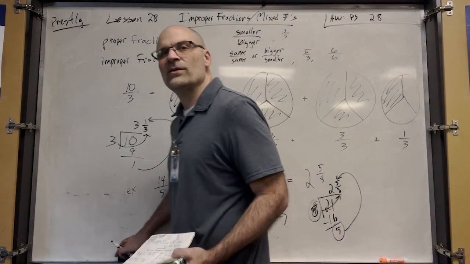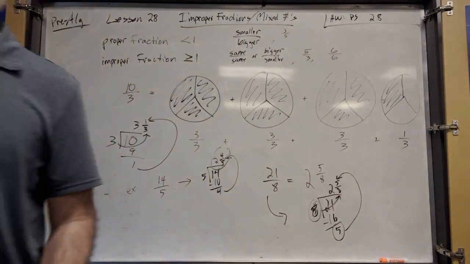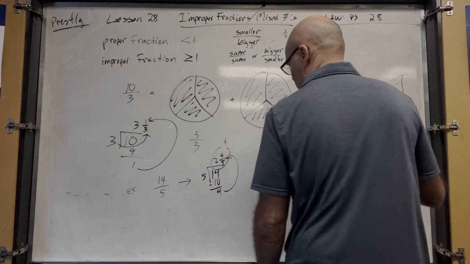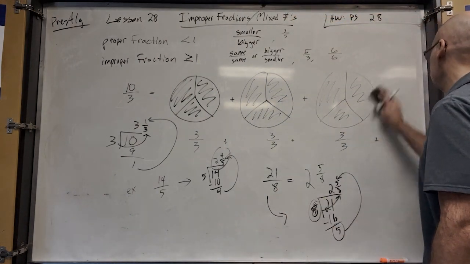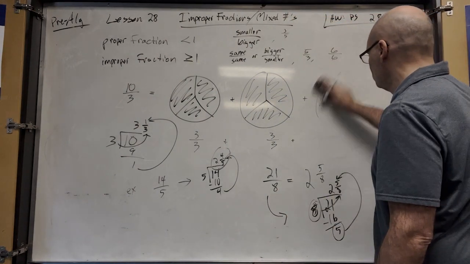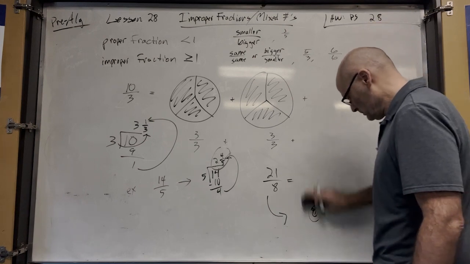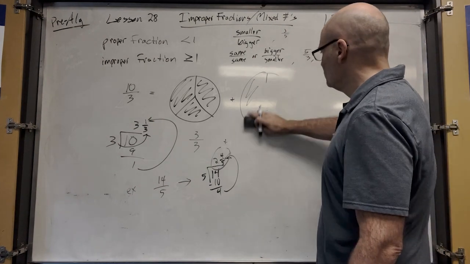Okay, how do we go the other way? How do we go backwards? Well, what did we do to get all that? You do the opposite, you just multiply.